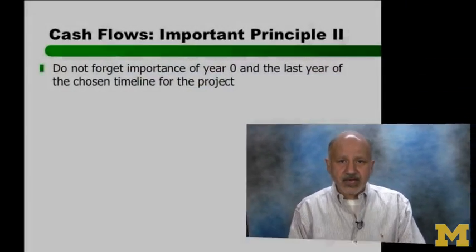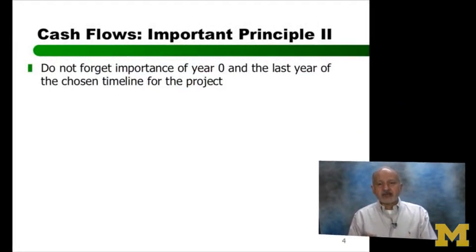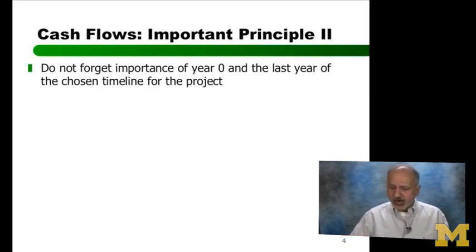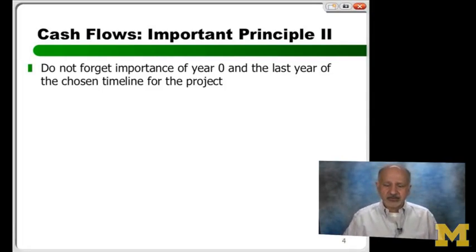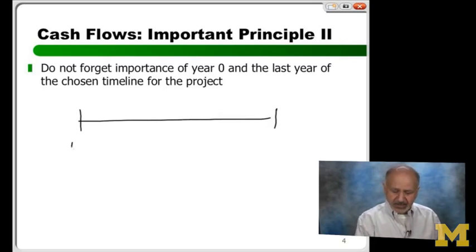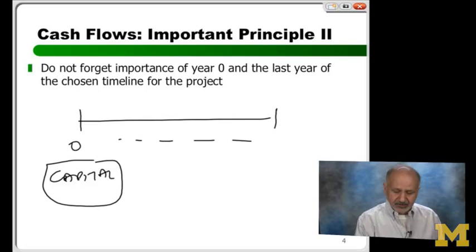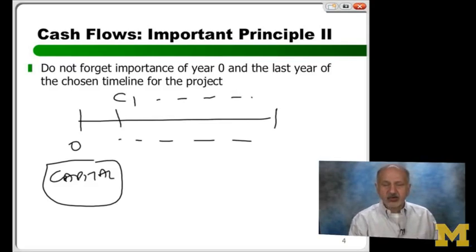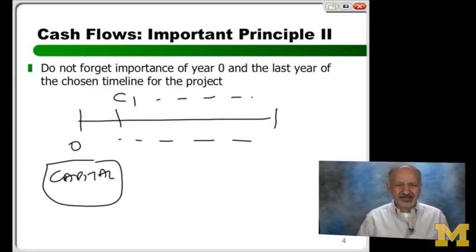So what I'm going to do next is go on to the next principle, which is do not forget the importance of time zero. We talked a lot about it, and we didn't spend that much time on the last year of the chosen timeline, and I'll talk about it in a second later. But in the beginning at time zero, why is it important? Because at time zero some things happen which are different from time one and so on, and those things are called capital. You need capital. And the difference between capital and a cash flow, C1 and so on, is that one is a stock that's used throughout the process of the project, right?